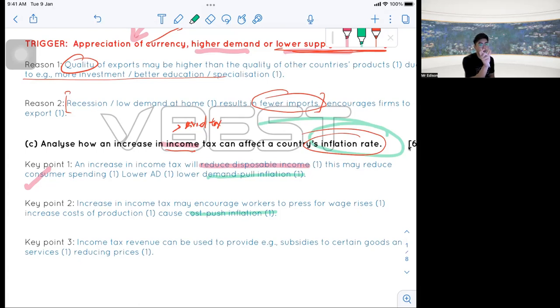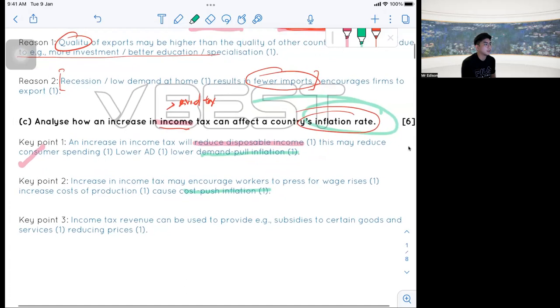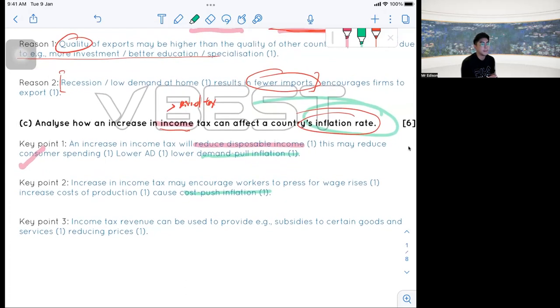Okay, objective inflation. And then the next one, income tax revenue can be used to provide subsidy to those goods and services and reduce price. Yeah, this is one of it. But you also can say that a higher tax revenue allows government spending on what? Subsidy. Subsidy will reduce the cost of production, higher AS, lower cost push inflation. Do you get it? So subsidy, lower cost of production, higher AS, and then reduce your cost push inflation.